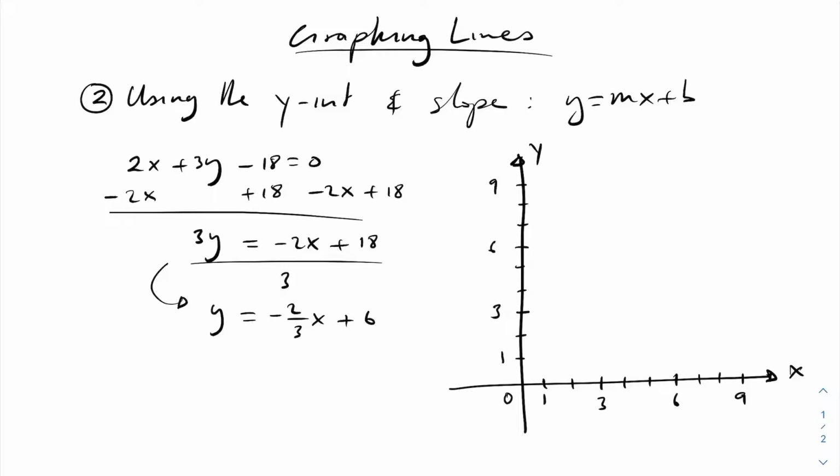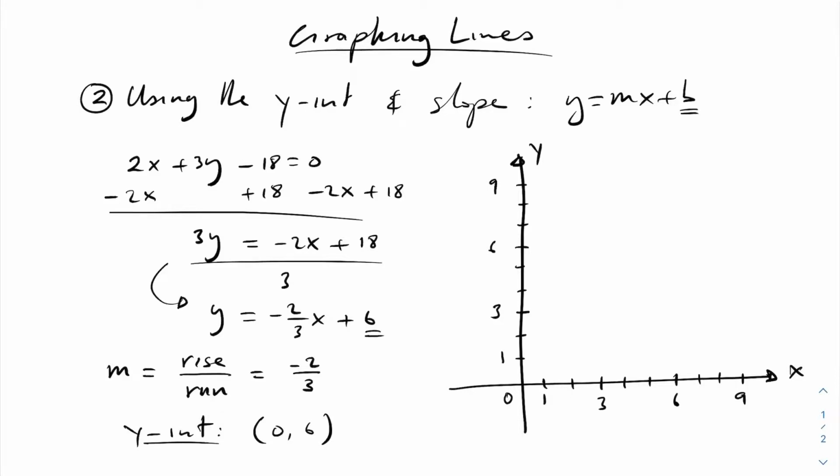From this particular form of our equation, you can clearly see that m, our slope, the rise over run, is equal to negative 2 divided by 3, which means that the rise is negative 2 and the run is 3. And our y-intercept point is going to be the point of coordinate (0, 6), simply because b in y equals mx plus b happens to be 6.